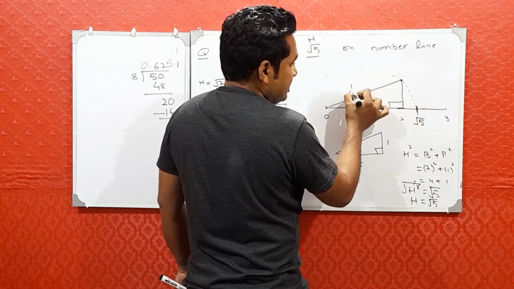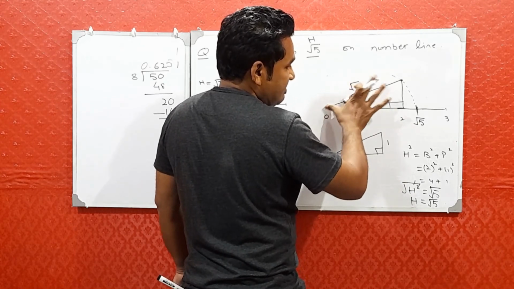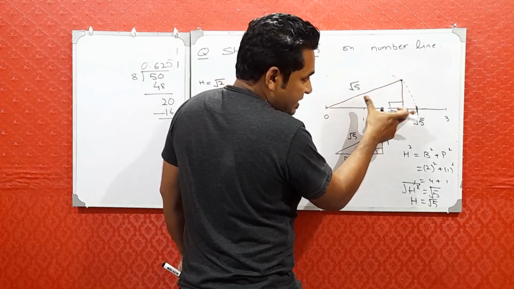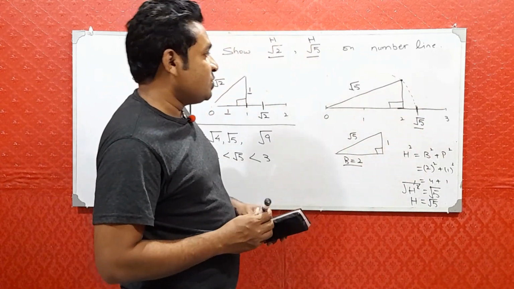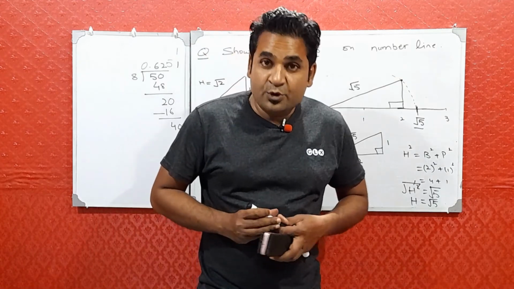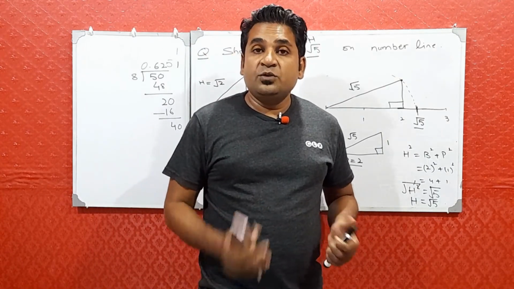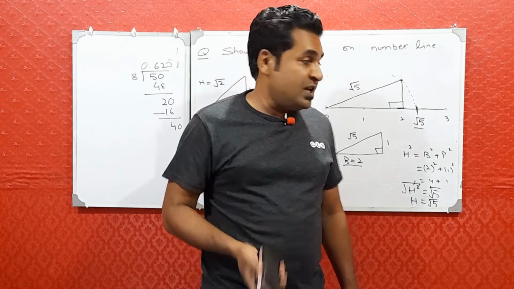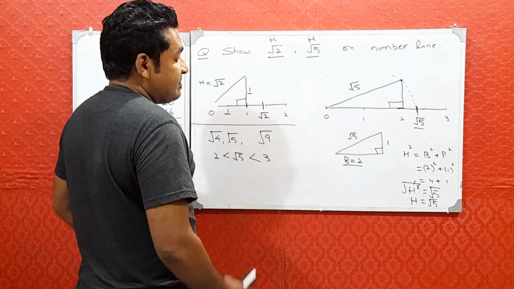Okay, so this was square root 5. The radius is the same, so this is square root 5, and when we draw it, we get its position here. So I hope this is clear to you. If you still have any question, if you are not getting anything, you can write that in the comments. I will explain, but I hope it is clear, because that's why I have explained 2 examples.